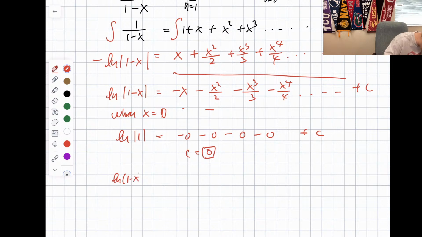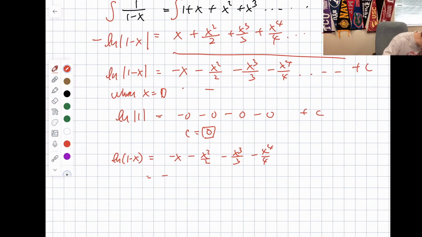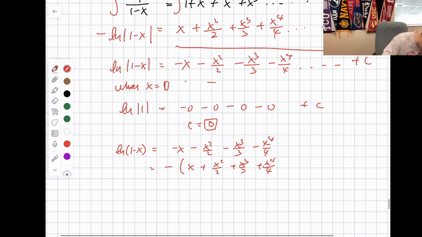So that, therefore, is a good representation. Natural log of 1 minus x is represented by negative x minus x squared over 2 minus x cubed over 3 minus x to the fourth over 4. Or you can even factor out a negative sign. That's going to be negative of x plus x squared over 2 plus x cubed over 3 plus x to the fourth over 4. Or you can write the general term as the summation n equals 1 to infinity of x to the n over n, on -1 to 1. So natural log of 1 minus x becomes this.